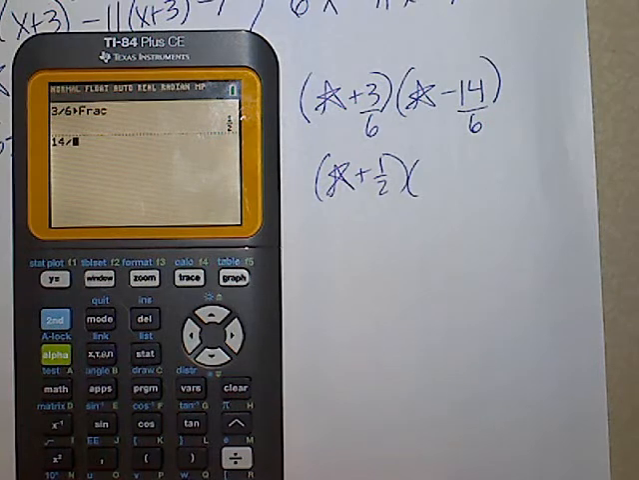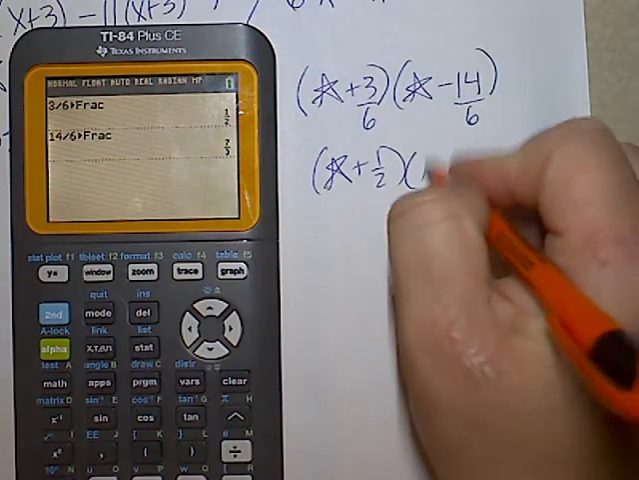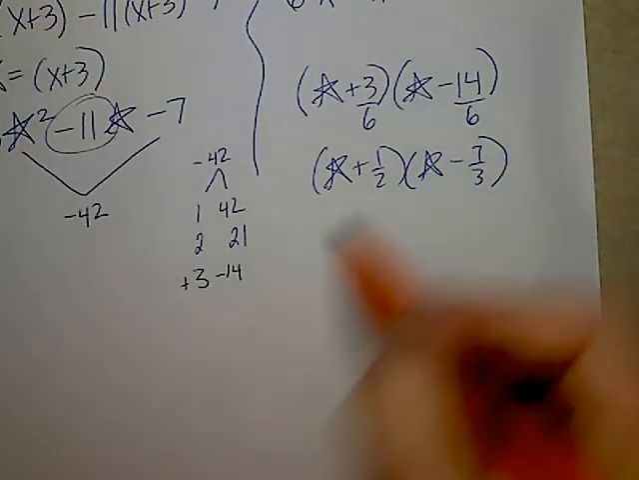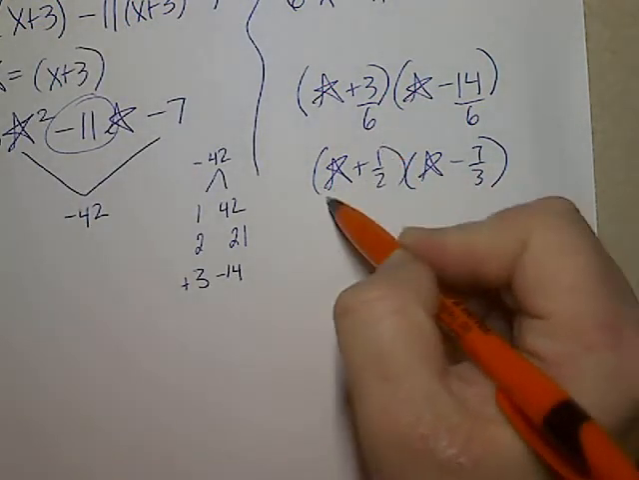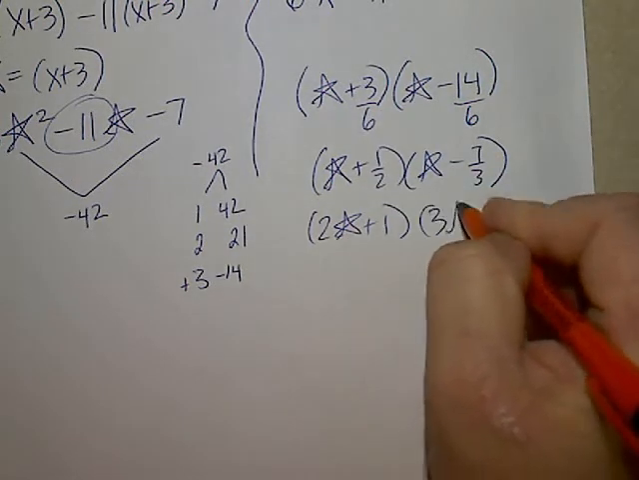Same thing, 14 divided by 6. They're both even, so I'm dividing them by 2. If I put it in my calculator, we can see this is 7/3. The bottom number, it's not the largest number, it's not the smallest number. The bottom number is going to push up: 2 star plus 1 and 3 star minus 7.